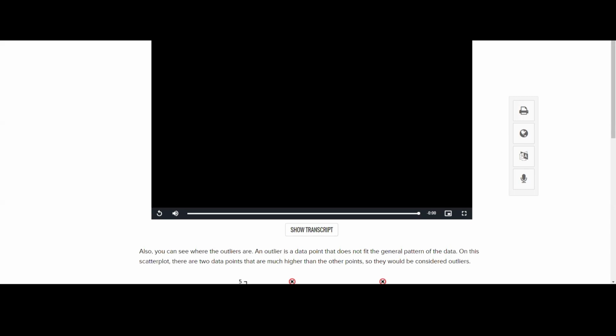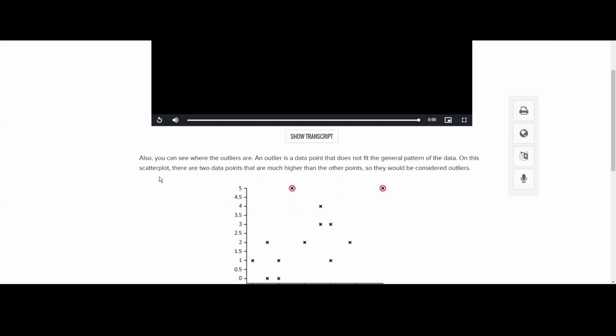Okay, so let's continue. You can see where the outliers are. An outlier is a data point that does not fit in the general pattern of the data. On this scatter plot, there are two data points that are much higher than others, so they would be considered outliers. Outliers can be bigger than the rest or smaller than the rest. Is that clear? Yes.